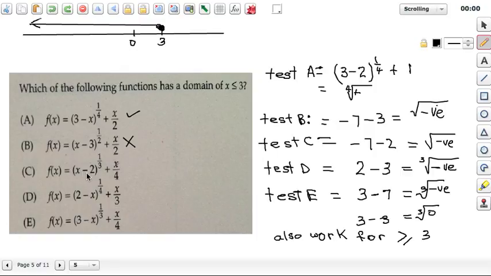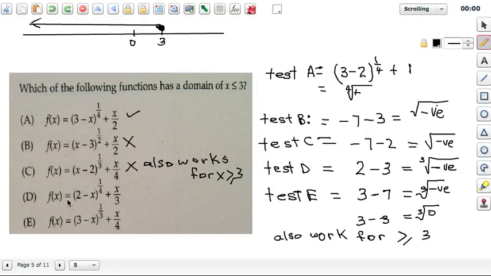Now the problem with C is I can make it work in this region as well. I can pick a positive 5 and plug it in for x and make it work. So I will reject C on the grounds that it works for the non-domain range as well. So this one also works for x greater than or equal to 3.